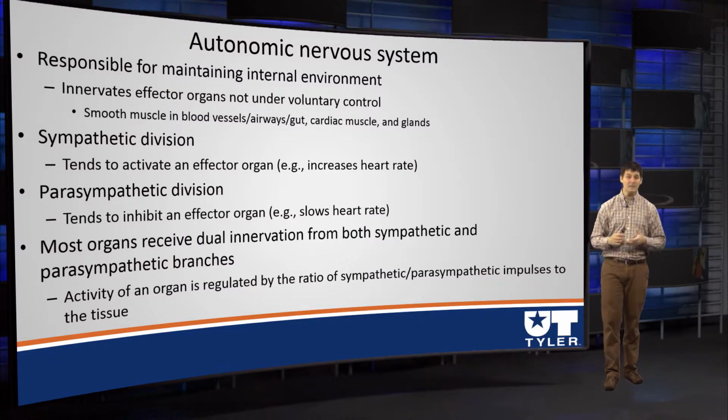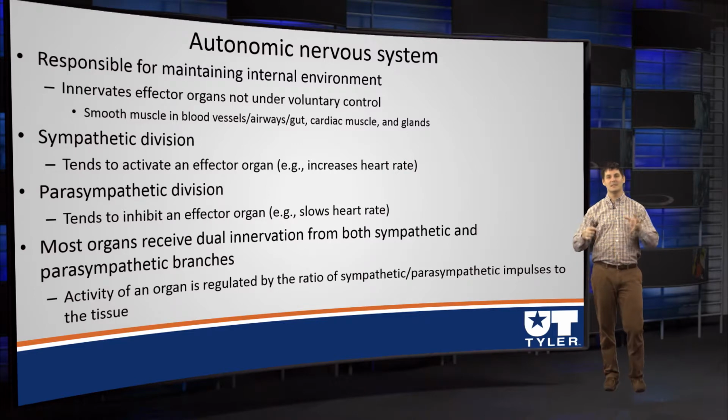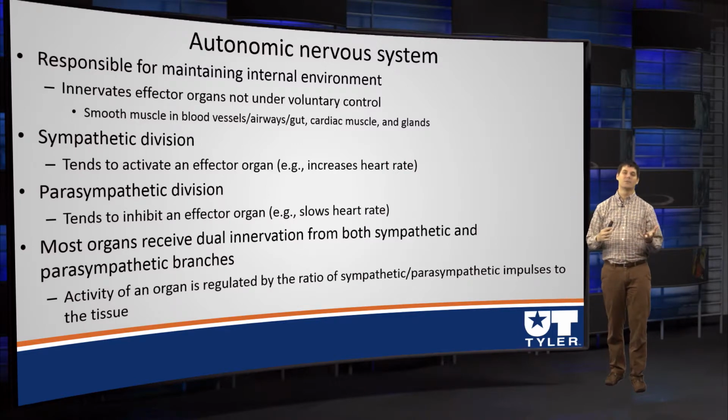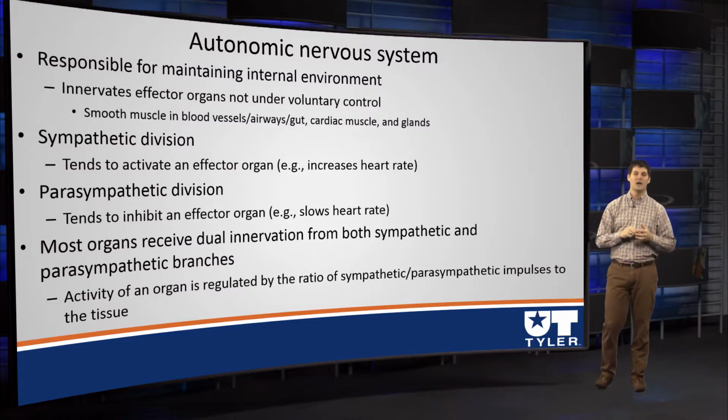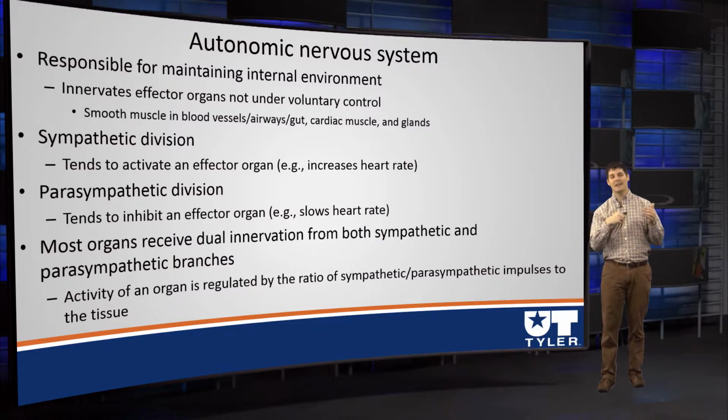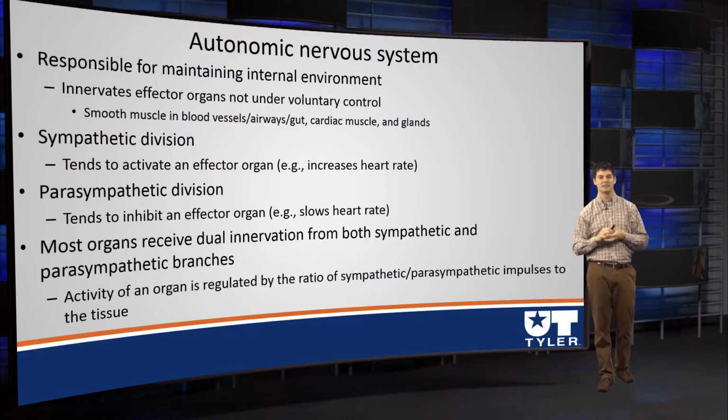It's important to note, and of course this makes sense as we think about our feedback loops, the ability to respond to either of them. So indeed, most organs receive innervation from both the sympathetic and the parasympathetic nervous system.